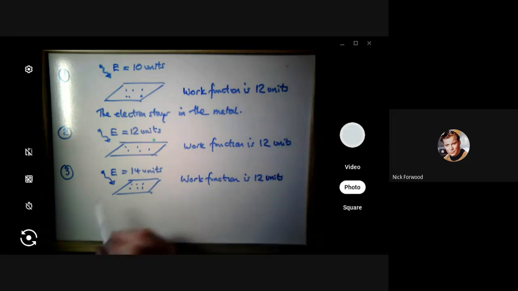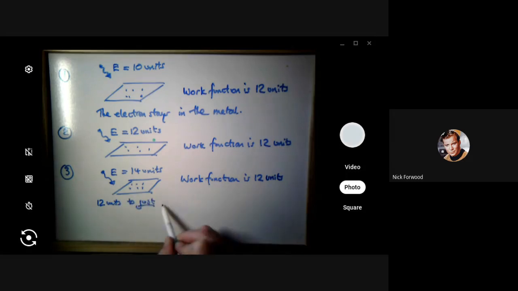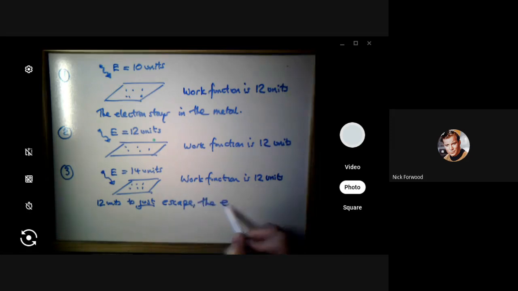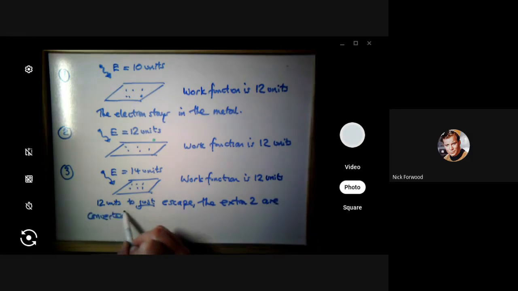So it's 12 to get out, 12 units to just escape. The extra 2 are converted to EK, to kinetic energy, and that allows the electron to escape and to leave with some speed. And by using EK is a half mv squared, and we know the mass of an electron, we've done all this before when we did electric fields. We can work out the speed at which the electron zips off. Okay, so that gives you an idea and puts into perspective the sort of thing that we're talking about. All right.